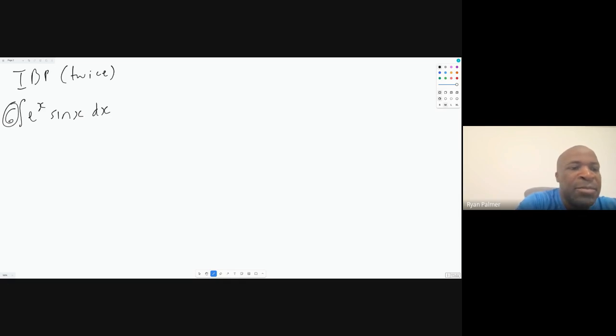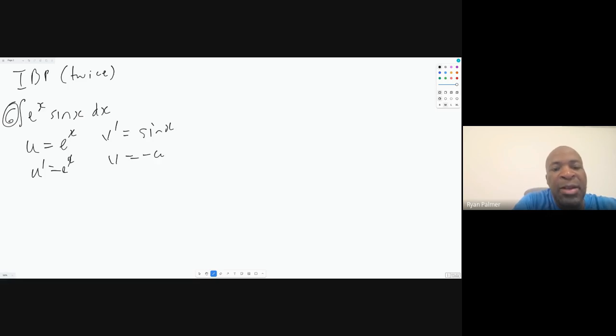It doesn't matter which one you choose as your u and which one you choose as your v in this case. So if we have u equal to e to the x, then u dash is equal to e to the x. If v dash is equal to sine x, then v is equal to minus cos x. And again, applying the result, we're going to have I1 equal to uv, which is minus e to the x cos x, then minus the integral of minus e to the x cos x.